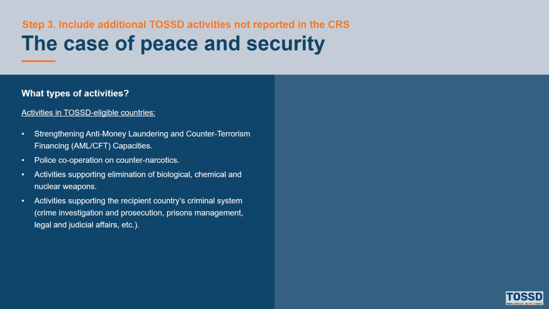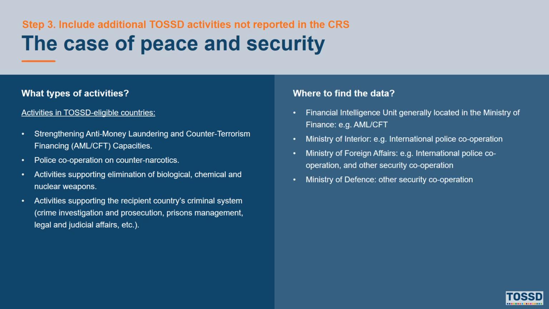More examples of activities in TOSSD-eligible countries include police cooperation on counter-narcotics or activities supporting the elimination of biological, chemical, or nuclear weapons. Providers could find additional TOSSD data, for example, at the Ministry of Interior, on international police cooperation, or the Ministry of Defense for other security cooperation.